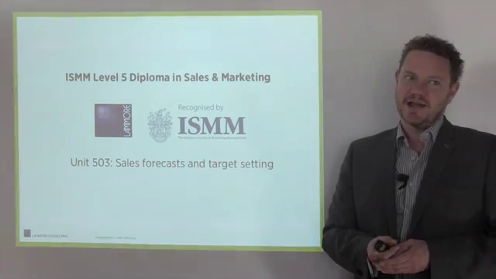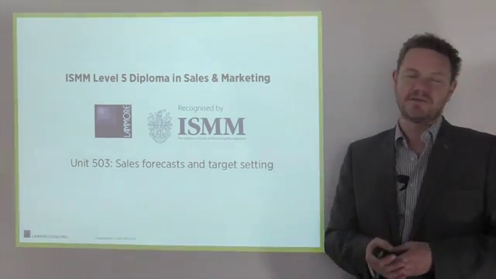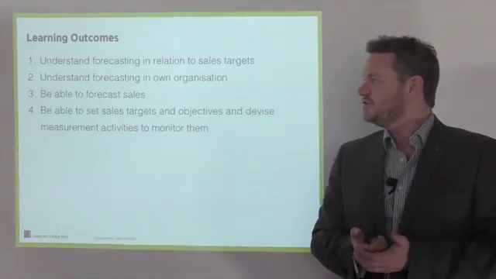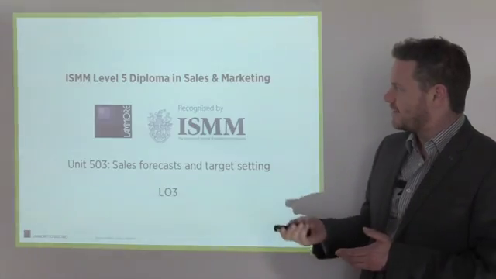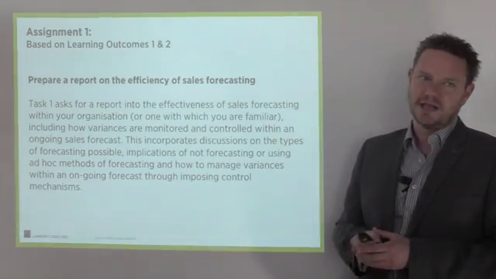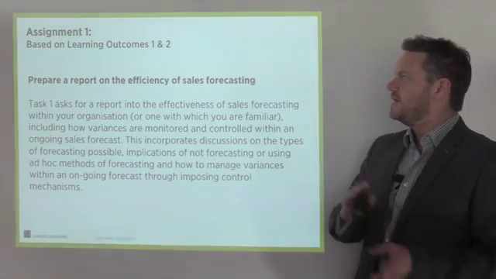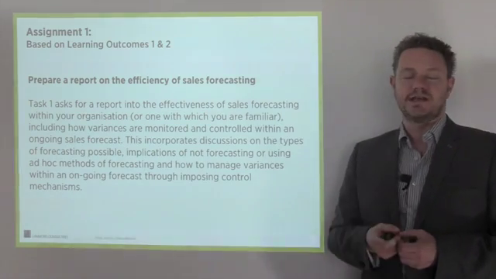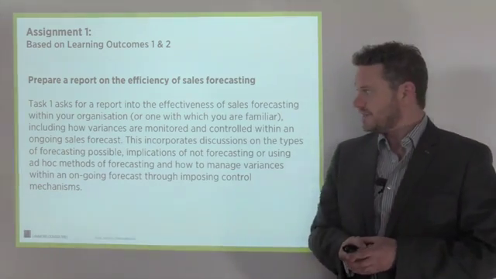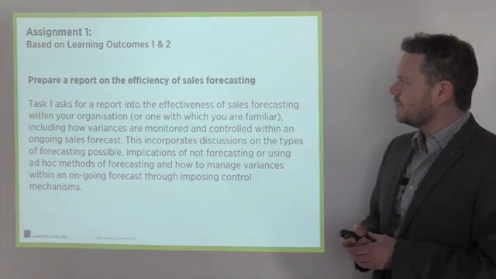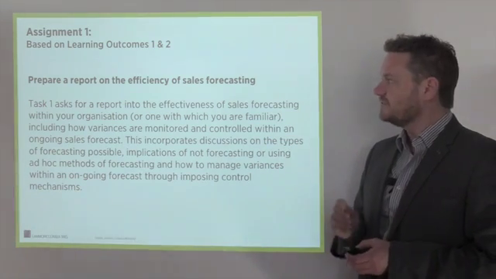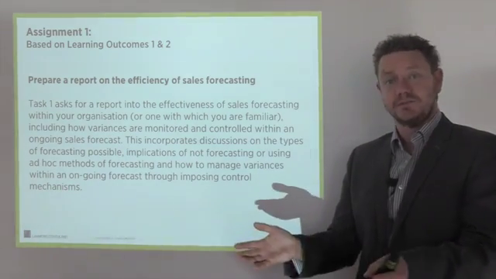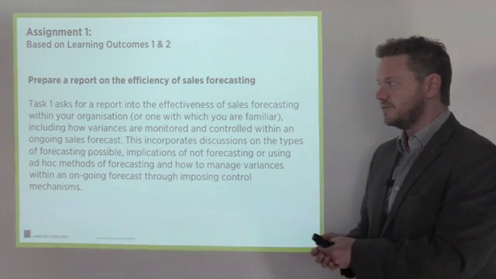So that is Learning Outcome 2 of Unit 503 of the Level 5 Diploma in Sales and Marketing. You now must head towards completion of your assignment. Those are the various learning outcomes that we've got. And the assignment combines Learning Outcomes 1 and Learning Outcomes 2. What you need to do is go ahead and produce a report on the efficiency of sales forecasting within your own organisation. This first task asks for a report into the effectiveness of sales forecasting within your organisation, or if you don't have a process within your organisation, you can use one that you're familiar with from another organisation.